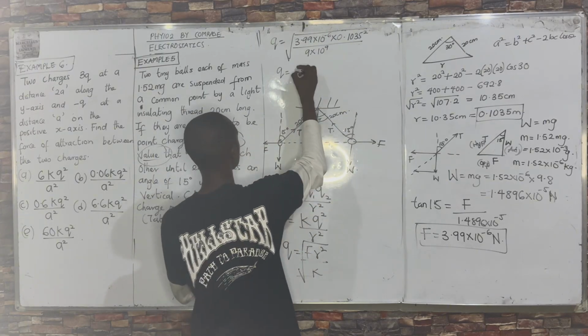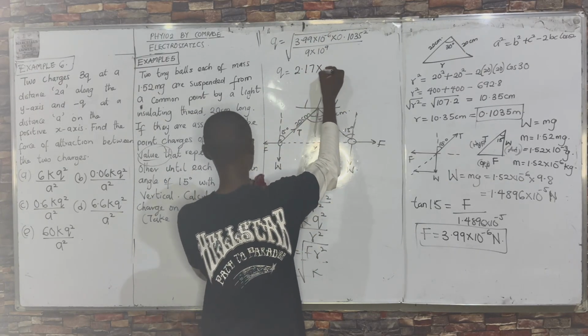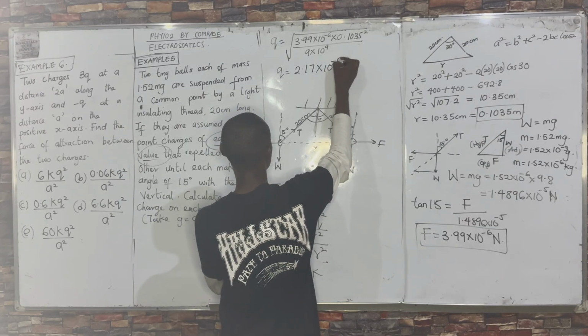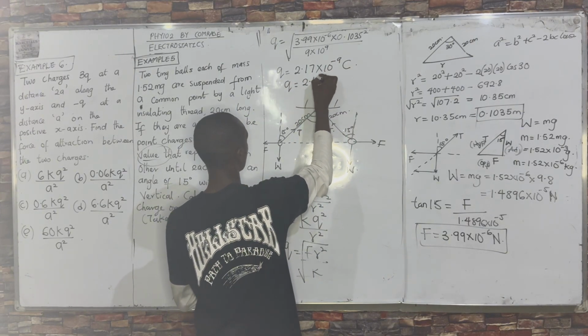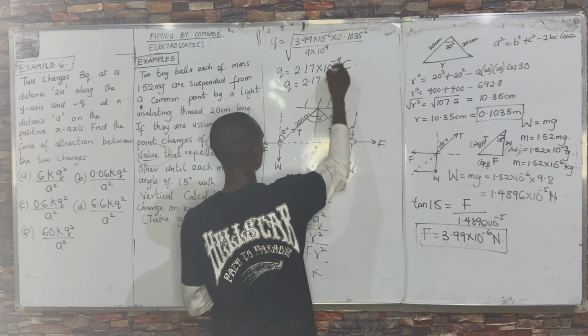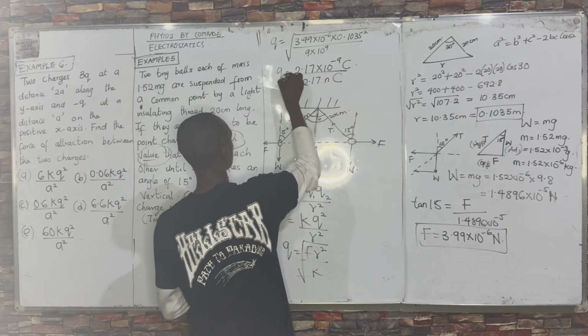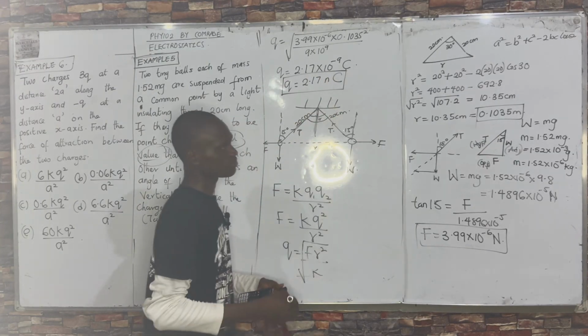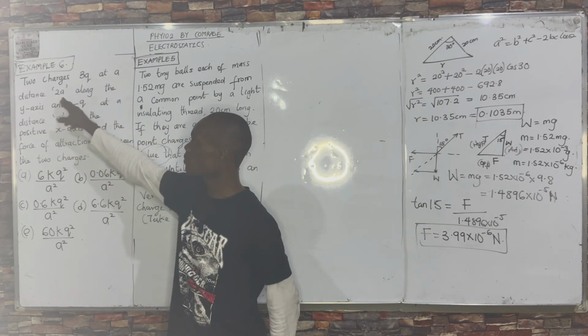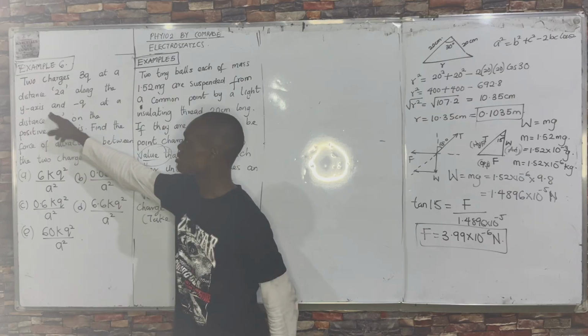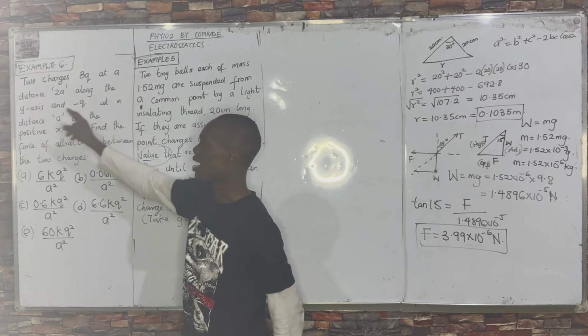So I'm having 2.17 times 10 raised to the power minus 9 coulombs. But you want to write it beautifully, 2.17 nano. Hope you use nano coulombs. So that's it.